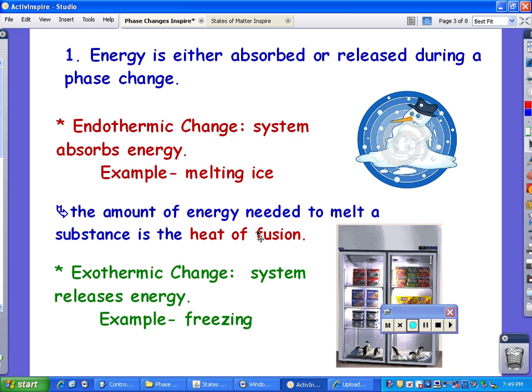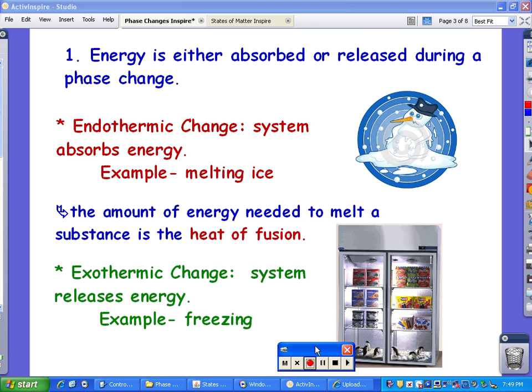Heat of fusion is a term required. It's a term that discusses the amount of energy needed to melt a substance. Ice has a heat of fusion amount. I don't even know what it is, and that's really not relevant, but that's what the term means.